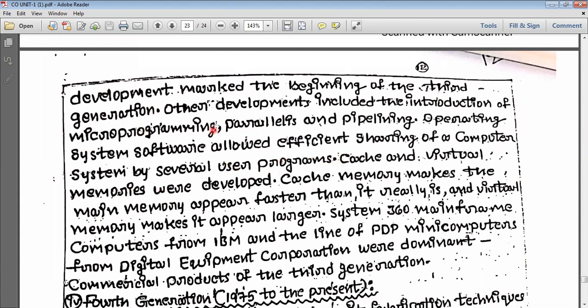So in this third generation, we are using cache memory and virtual memory. Cache memory means that to retrieve data from the cache memory, we require less time compared to main memory. That is the advantage of cache memory. Virtual memory means that to increase the size of the memory, we are using virtual memory. So these are also implemented in third generation computers.